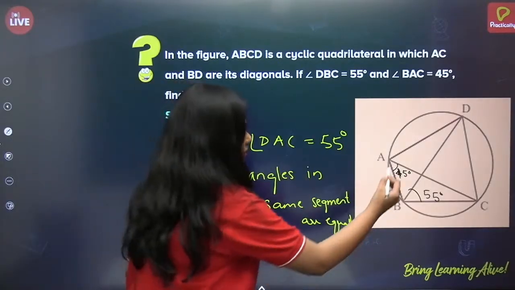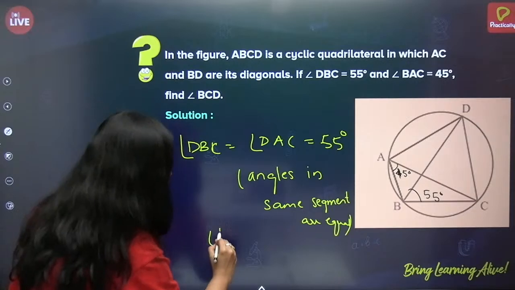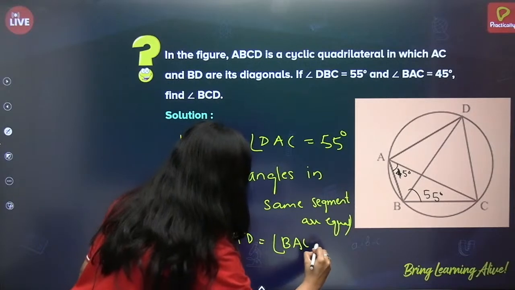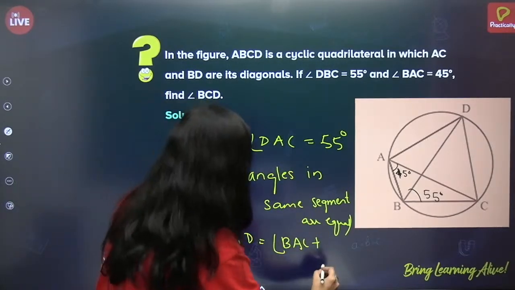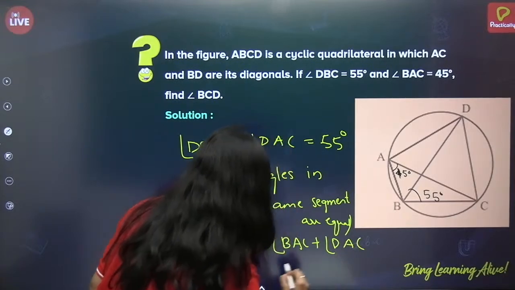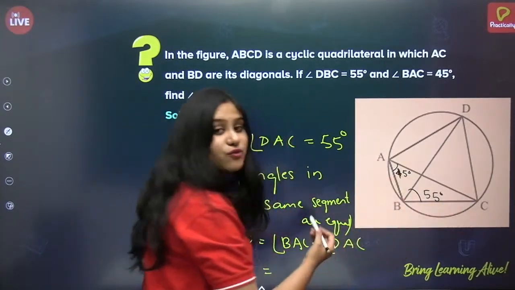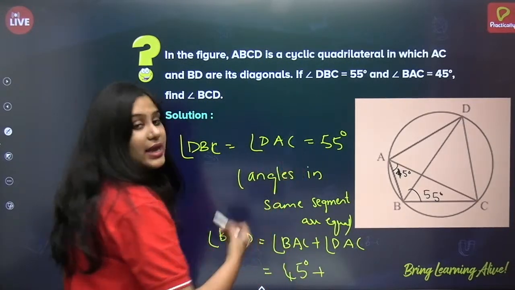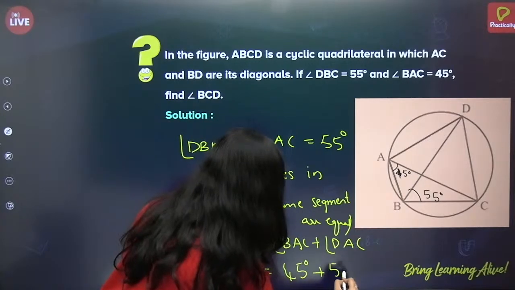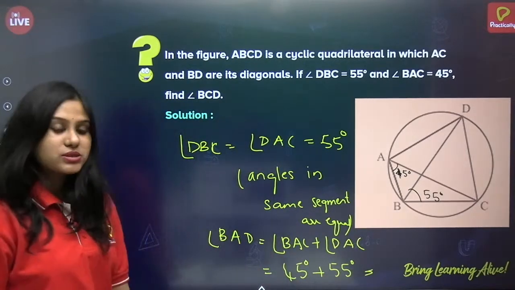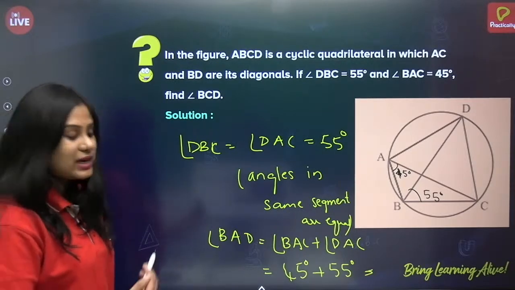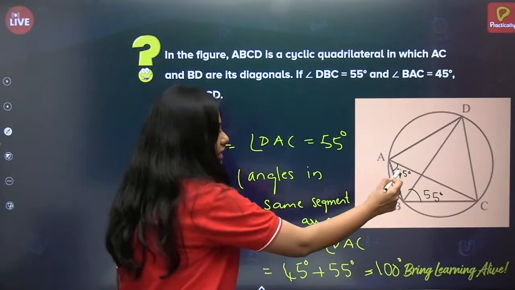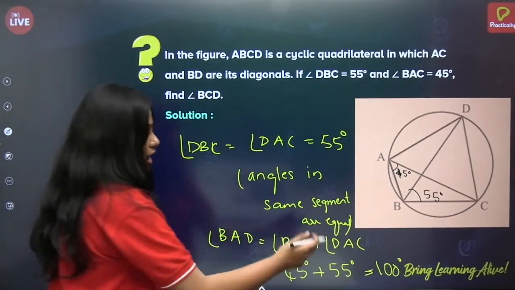Now this is 55. So angle BAD is equal to angle BAC plus angle CAD, or angle DAC. So what is angle BAC given? 45 degrees. So 45 degrees plus what is angle DAC? 55 degrees. So write 55 degrees. What is 45 plus 55? 50 plus 40 is 90, 90 plus 10 is 100. So I know that angle BAD, or angle A, is equal to 100 degrees.